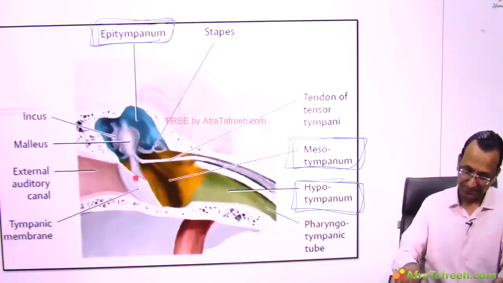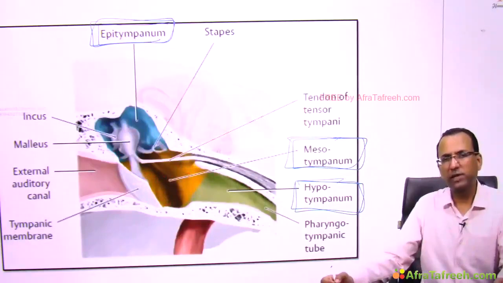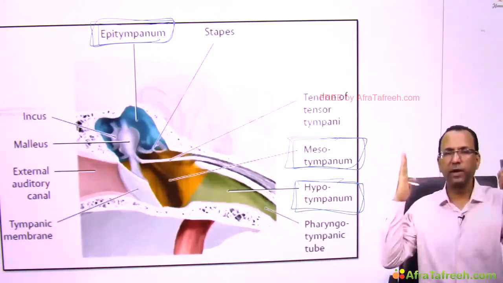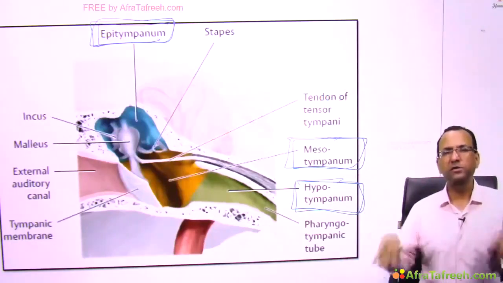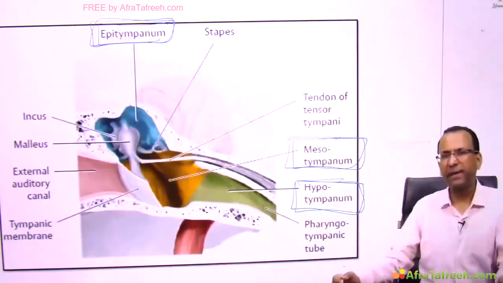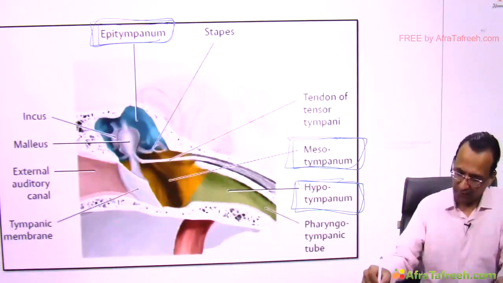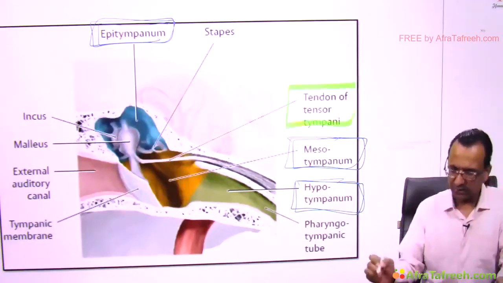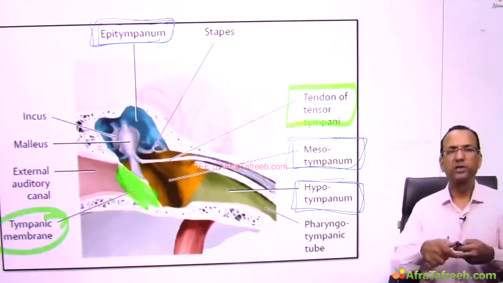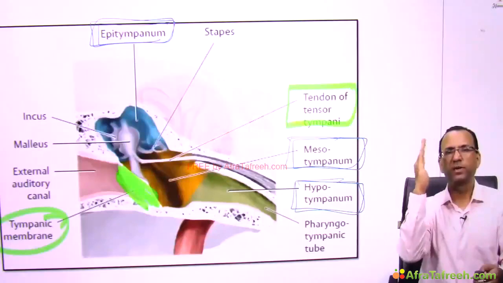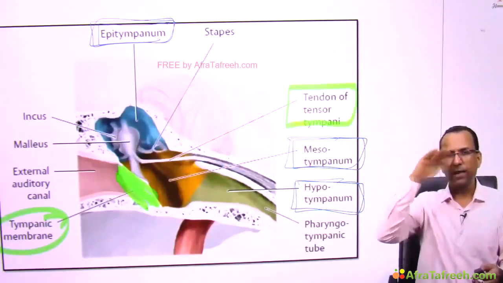Okay, what are the two muscles inside the middle ear cavity? One is tensor tympani, to tense the tympanic membrane and dampen the sound. And the other one, stapedius, to dampen the sound. So sound dampening is done by two muscles in the middle ear cavity. One of them is the tensor tympani. What is it doing? Tensing the tympanic membrane. Why? What will happen when you tense the tympanic membrane? If you tense the tympanic membrane, there will be less vibrations going into the inner ear. So there will be dampening of the sound.